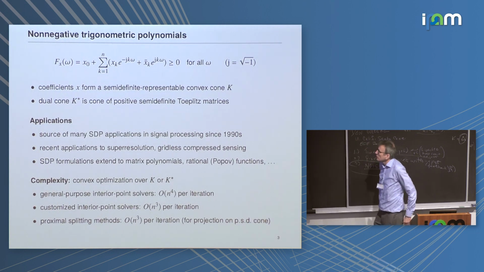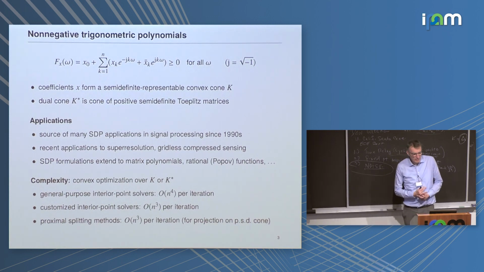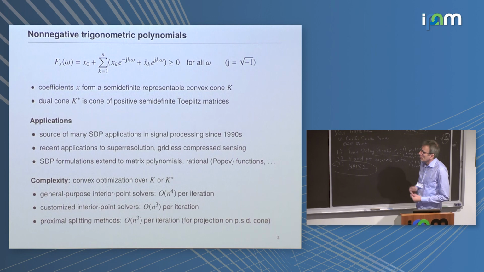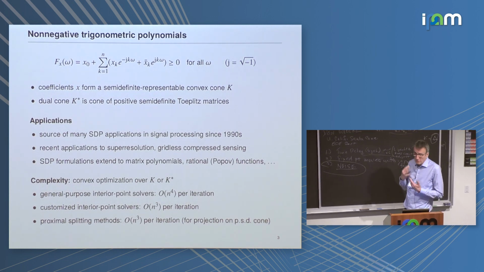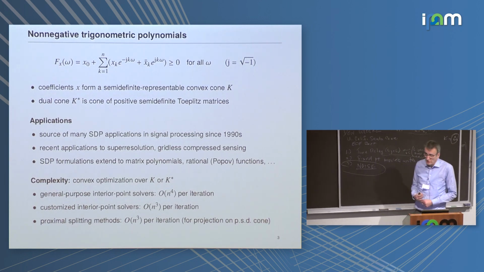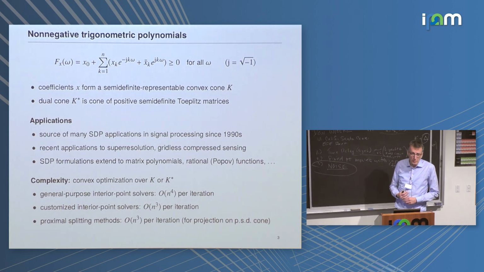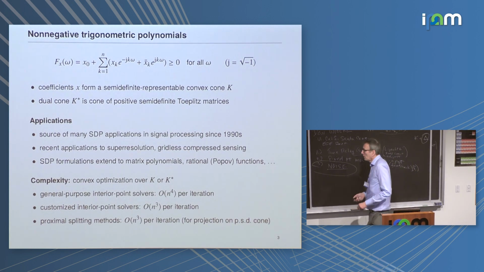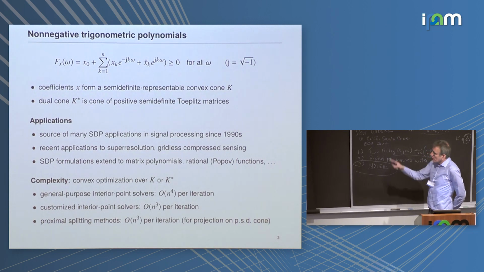proximal method, because if, for example, you look at the dual problem, you have to deal with a cone of positive semi-definite Toeplitz matrices, and it's not possible to efficiently project in the Euclidean norm on that cone. So you have to split it into the projections on Toeplitz matrices, which are easy, and projections on the positive semi-definite cone, which involve an eigenvalue decomposition.